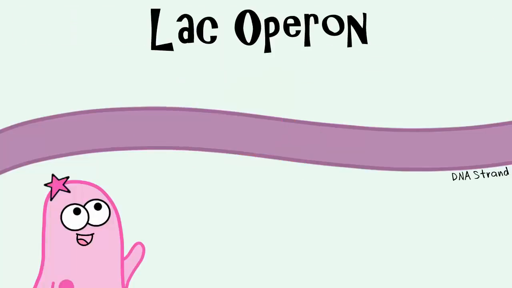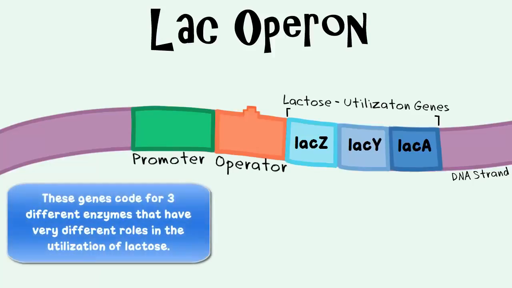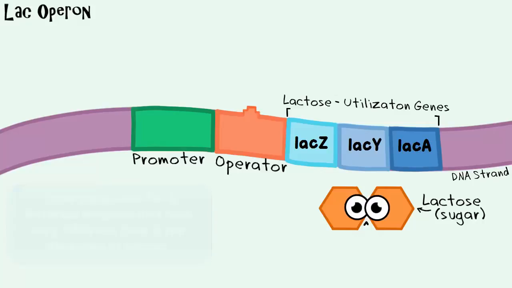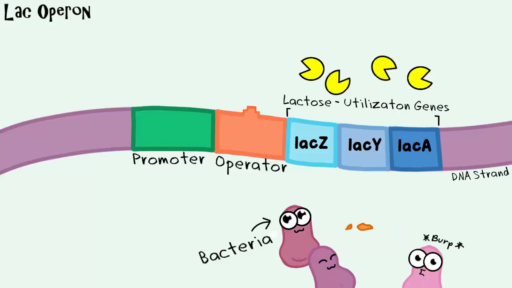This is an example called a lac operon. Notice there's a promoter region of the DNA, the operator region of the DNA, and there are 3 genes here that code for enzymes that help in the process of breaking down lactose. Lactose is a sugar. If lactose sugar is around, bacteria want these enzymes to be made so that they can use them to break down the lactose sugar. Then they can metabolize it. Fed bacteria are happy bacteria.